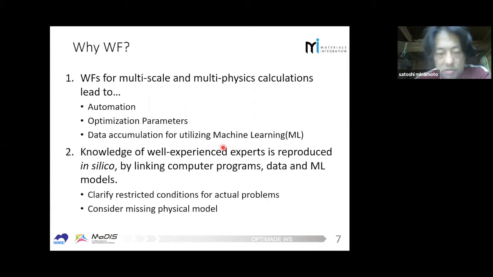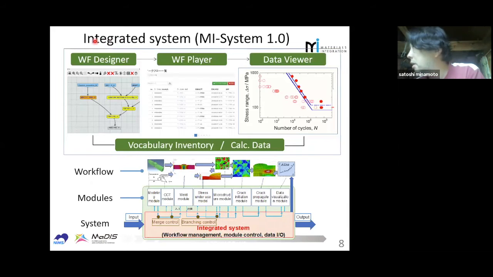Now, of course, in order to calculate from scratch to the end, such kind of restriction is not preferable. So we have to consider the missing physical models by linking these kinds of programs. And here is just one example of our system. The system is composed mainly of three parts, and the three parts mean the designer, in order to design the workflow, and the player to play workflows.